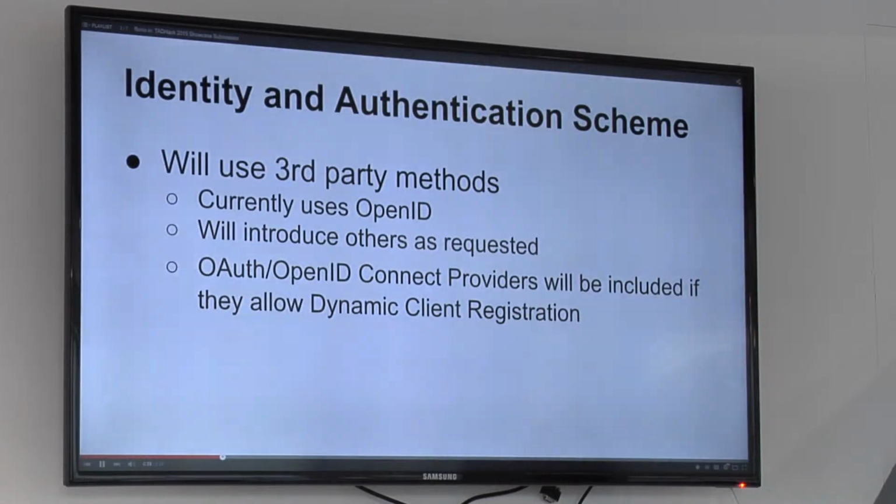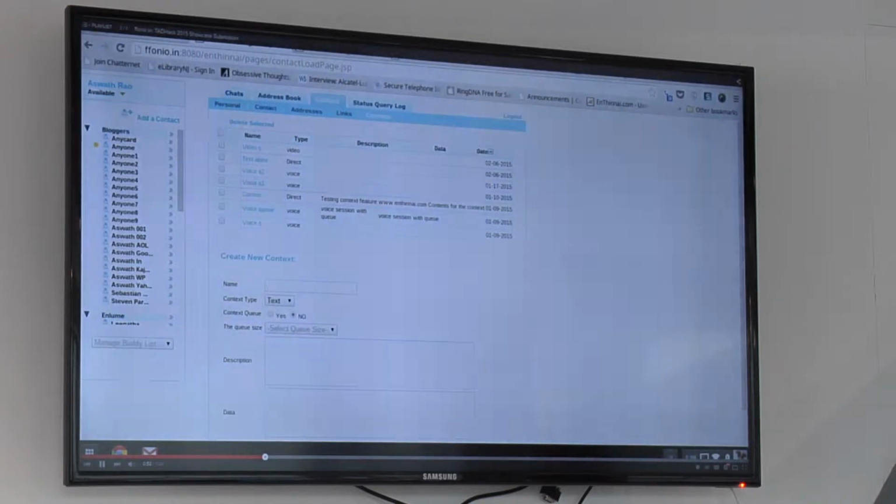This app uses third-party authentication schemes. Currently, we support OpenID. Additional schemes will be added in the future. This app allows you to maintain a whitelist of friends who can then initiate a chat session with you. You can share your availability status with people in this list. The status could be different for different people.